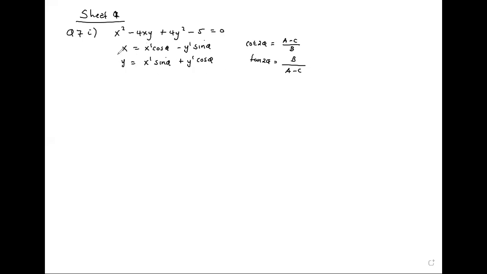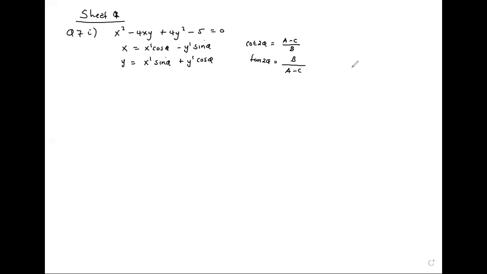Okay. So for the sake of record, this is sheet 1, question 7I. I have the question here: x squared minus 4xy plus 4y squared minus 5 is equal to 0. First thing needed: x is equal to x prime cos theta minus y prime sin theta. y is equal to x prime sin theta plus y prime cos theta. Then cot 2 theta is a minus c over b, or tan 2 theta is b over a minus c.